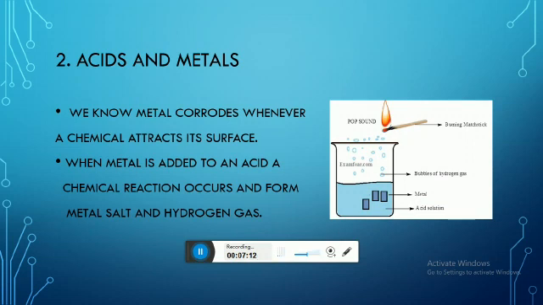This hydrogen gas is colorless and has no smell. We can test this hydrogen gas by bringing a matchstick near the jar, and when we bring the matchstick near the jar, a pop sound will be produced. Through this, we can check the presence of hydrogen gas in this case as well.